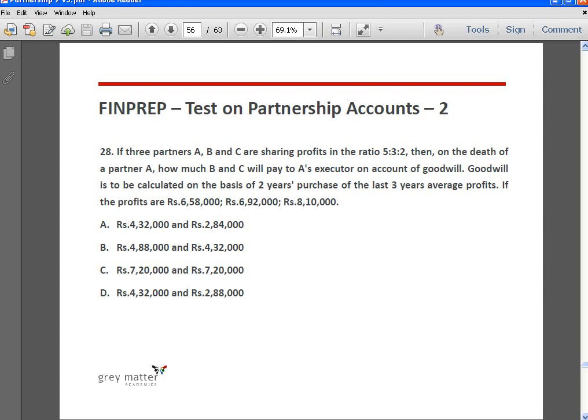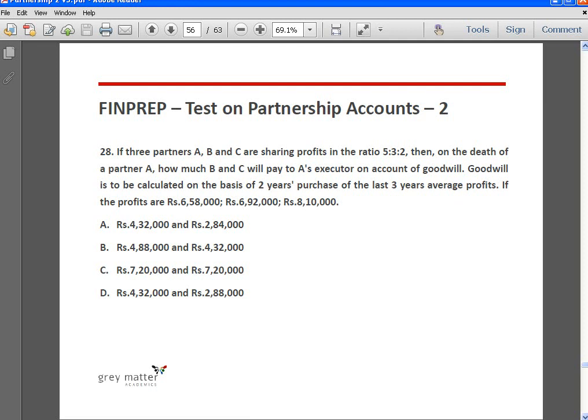plus 6,92,000 plus 8,10,000. Okay, so the average profits is 7,20,000. We have to multiply it by 2 to get the value of goodwill, which is 14,40,000. A dies and he gets 50% share in the profit, so divided by 2, 7,20,000 is A's share of goodwill.